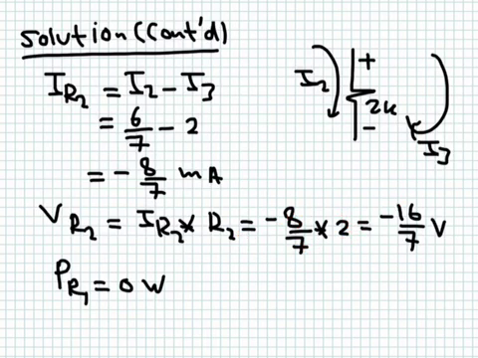Of course, as I said in the very beginning, there is no power dissipated in the resistor R1 because R1 is shorted out and the value of the current in this case is equal to 0 watts.